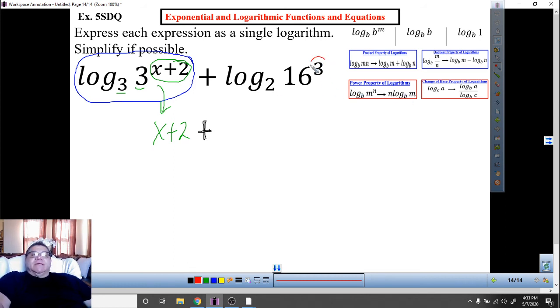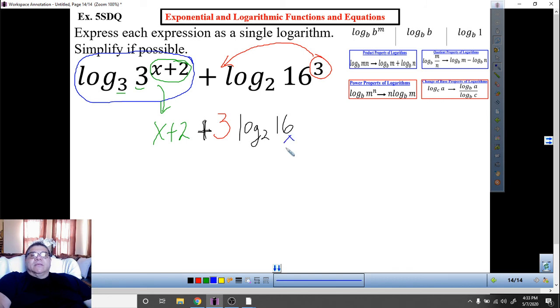So that means I'm going to take the 3. That's going to become our what? Our factor. That goes 3. Then we have log 2 and 16. So here goes a question. Can you write 16 in base 2?